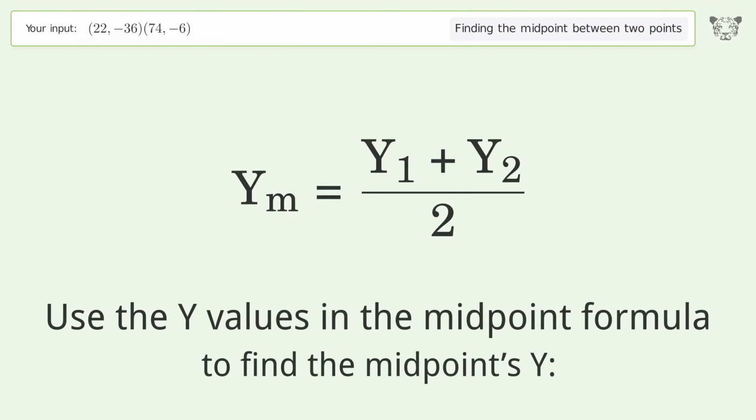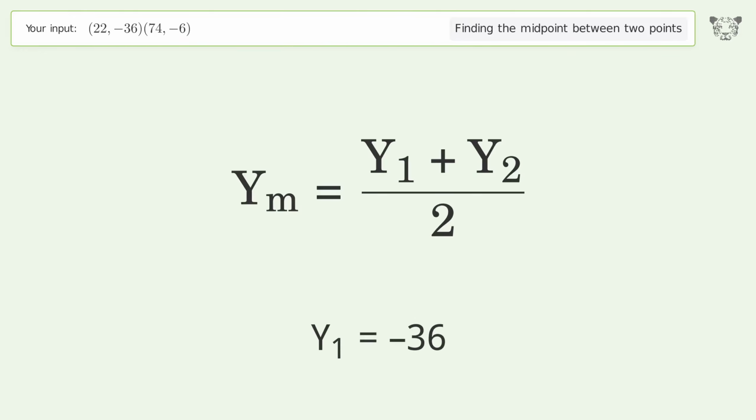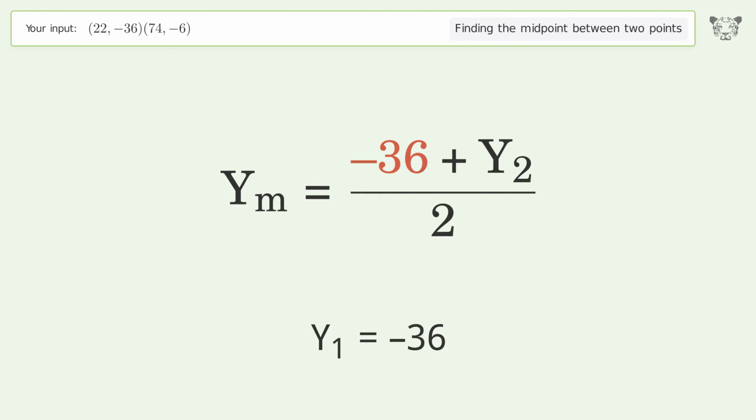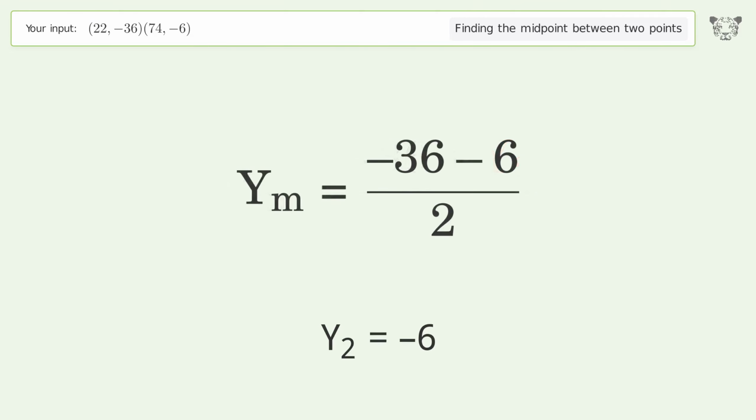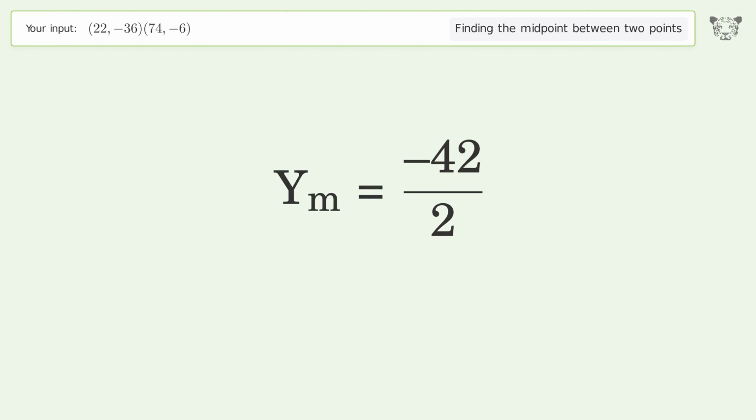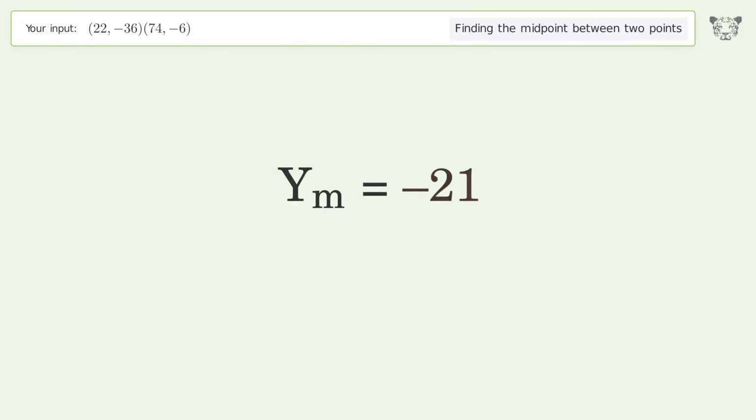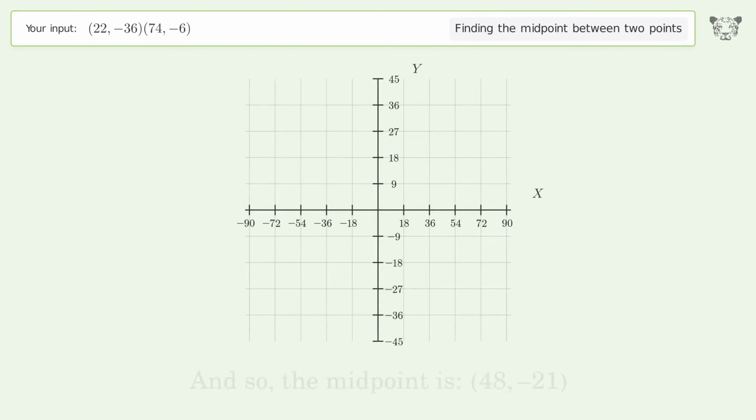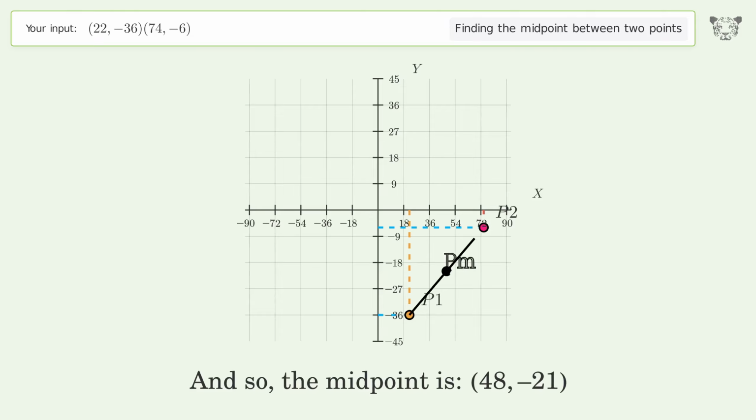Use the y values in the midpoint formula to find the midpoint's y. y1 equals negative 36. y2 equals negative 6. Simplify the arithmetic. And so, the midpoint is 48, negative 21.